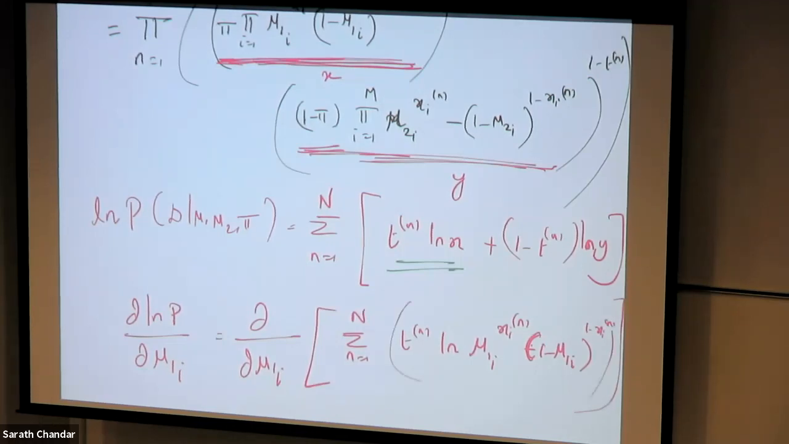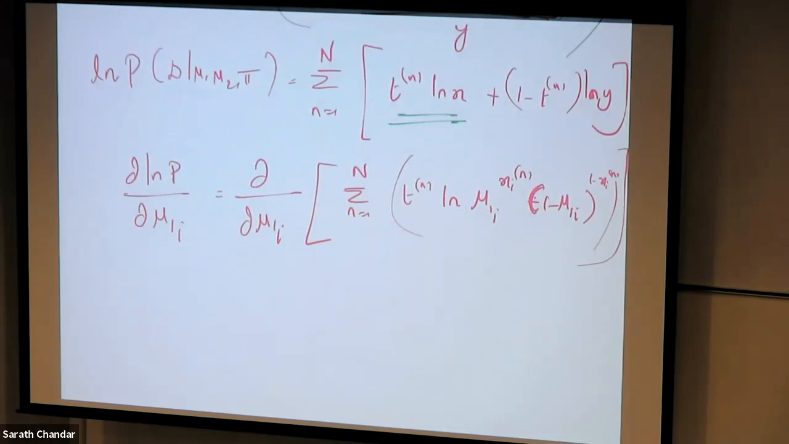Fine. So this I can simplify. So it's ∂/∂μ_1i of the summation over n equals 1 to capital N, so there is t_n ln a b. Okay. So this is ln a, and this is ln b, right?